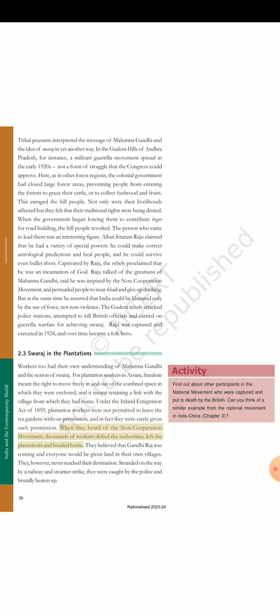When they heard of the non-cooperation movement, thousands of workers defied the authorities, left the plantations and headed home. They believed that Gandhi Raj was coming and everyone would be given land in their own villages. They, however, never reached their destination. Stranded on the way by railway and steamer strike, they were caught by the police and brutally beaten up.